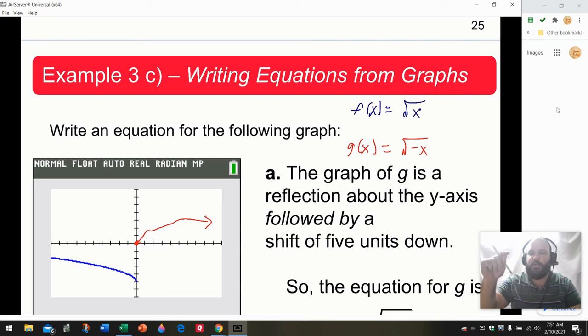Now we need to figure out what shifts this thing down. And down, vertical shifting, is when the numbers are on the outside when you're adding or subtracting. And in this case, we went down 5, and vertical movements go the way you think. So if we go down 5, it's going to be minus 5. Because it's vertical, the minus 5 is on the outside. So there's your equation of this. It's going to be g of x equals the square root of negative x, and then outside of the square root minus 5.